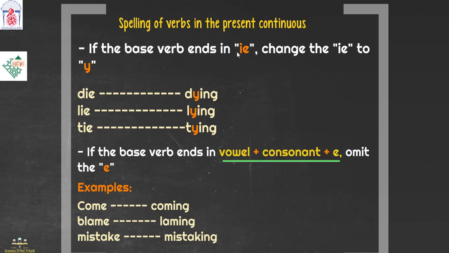If the base verb ends in IE, change the IE to Y. For example, die becomes dying. Lie becomes lying. Tie becomes tying, right? If the base verb ends in vowel plus consonant plus E, omit the E. Examples: come. So come ends in vowel plus consonant plus E. So here we omit the E and we add ing, it becomes coming. Blame, blaming. Okay, mistake, mistaken.